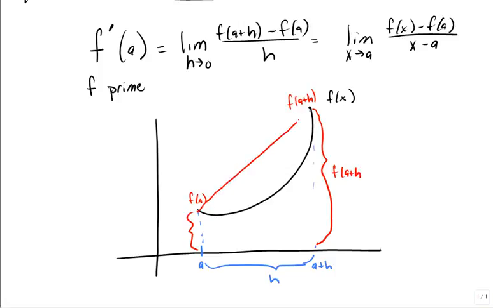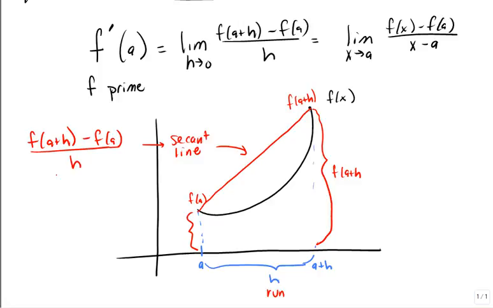And we're going to draw this line, that's called the secant line. A secant line is a line through 2 points, and its slope is rise over run. The run is h, and the rise is the difference in the y values. And so that's the slope of the secant line. And then when we put the limit in front of it, that's how we get the slope of the tangent line.